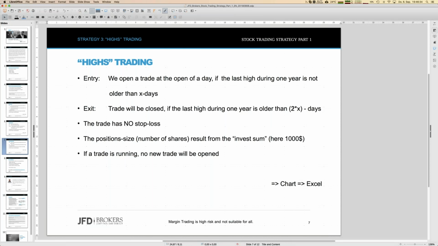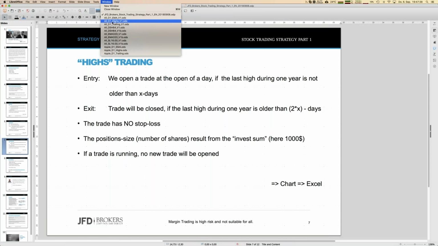The idea behind this: a good stock company is creating new highs, hopefully every couple of days. So maybe every 10 days, every 20 days. We should not wait too long to get a new high. If we get constantly new highs always within a couple of days, that's great. That is a signal for a stock company which is really on top. It's creating new highs every couple of days. That's really great. If not, we close the trade. Once again, we don't have a stop loss, and it's not that bad because if there are no new highs within those 2X days, we close the trade anyhow. Simple logic when I call it highs trading.